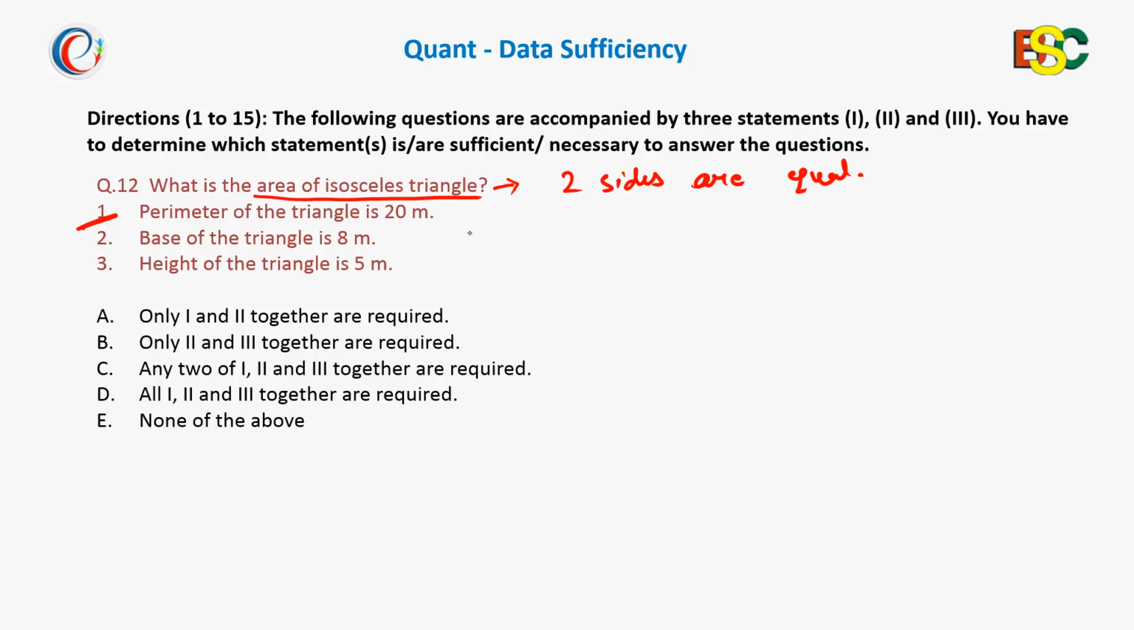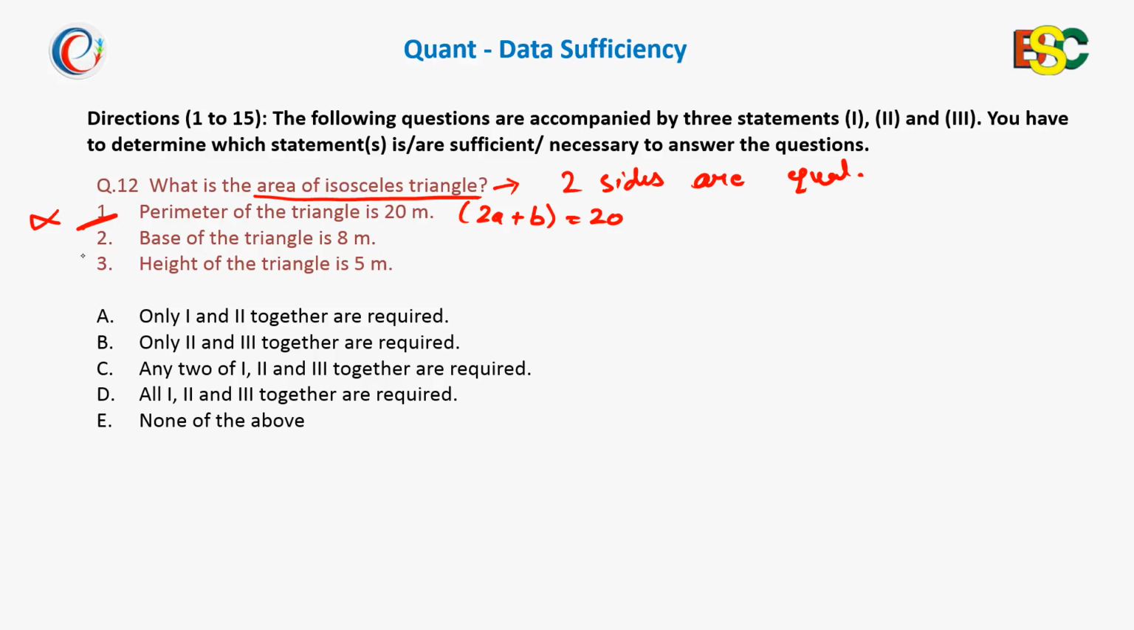Now the perimeter is the sum of the three sides, and in an isosceles triangle two sides are equal, so it is 2a, that is two sides, plus b, another side, is equal to 20. Now this statement alone cannot give us the answer. If we get the value of a and b, then we can find out the answer.